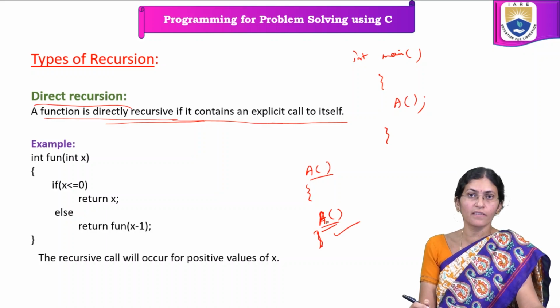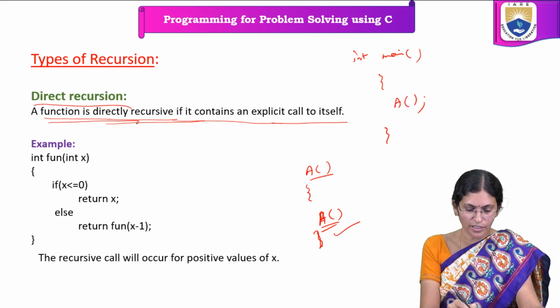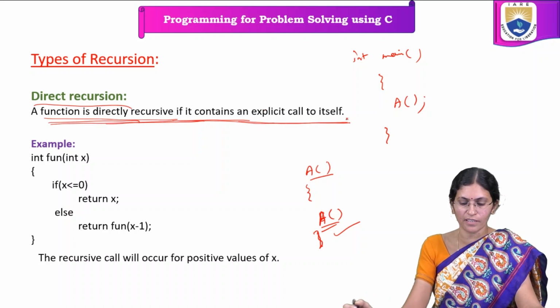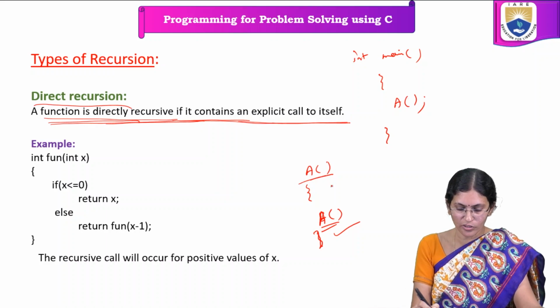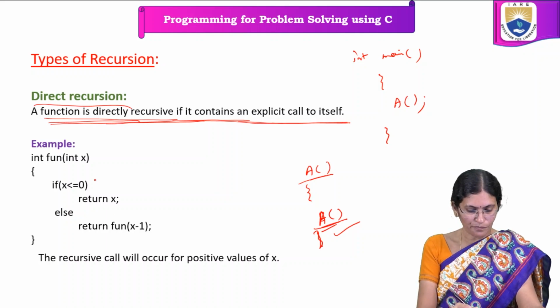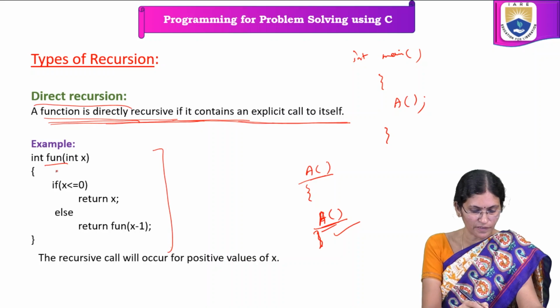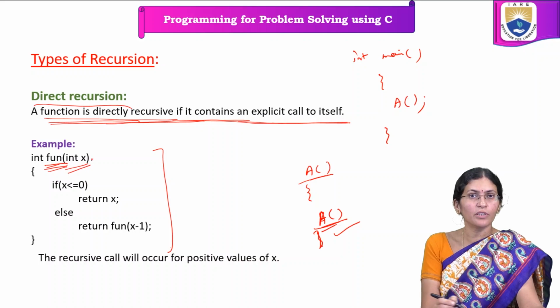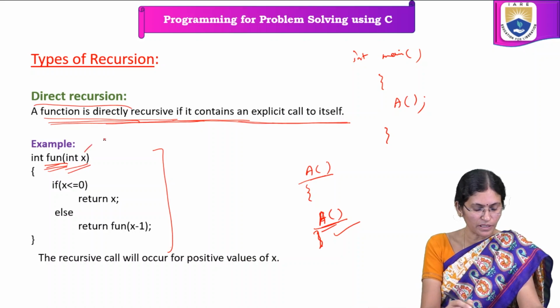This type of function call is called a recursive function, or direct recursion you can say. A function is directly recursive if it contains an explicit call to itself. So this function is calling itself, therefore it is called direct recursion. For example, this is a function definition which we have written. The name of the function is fun, the number of parameters is 1, and the type of the parameter is integer. This is the base condition, and this is the function call. Again it is calling the same function.